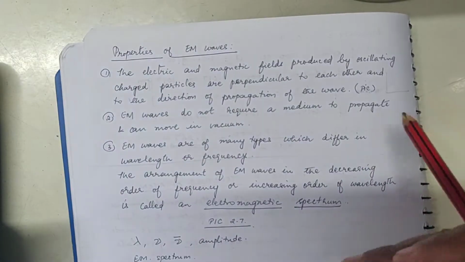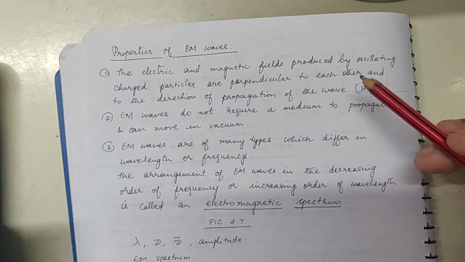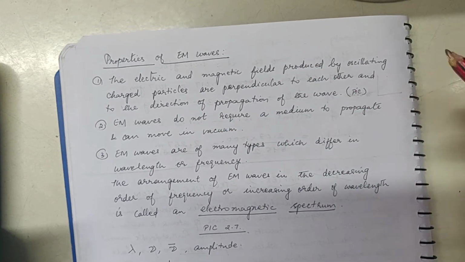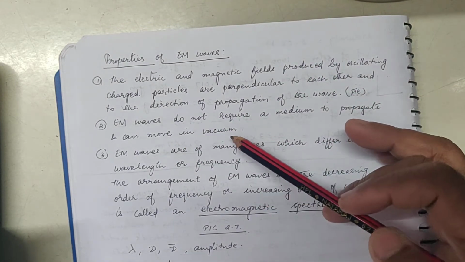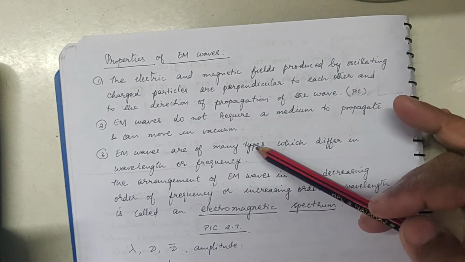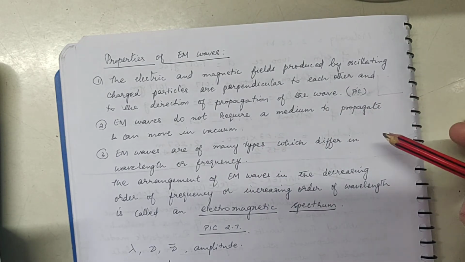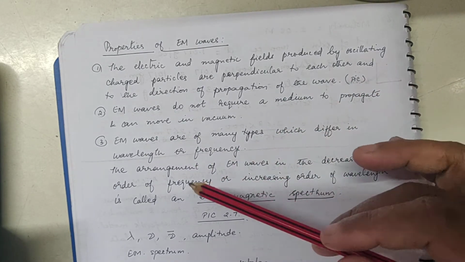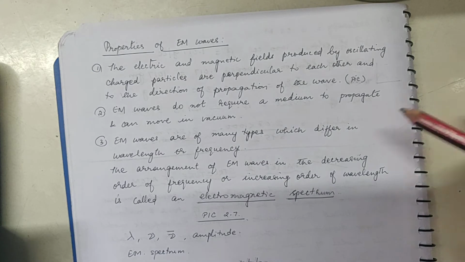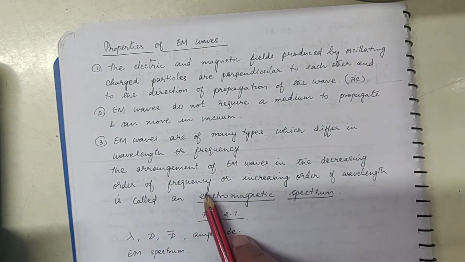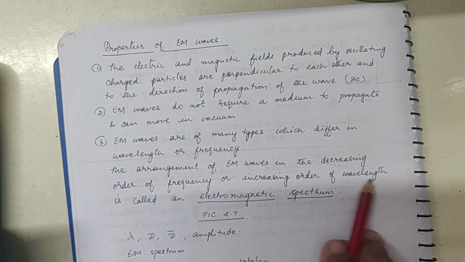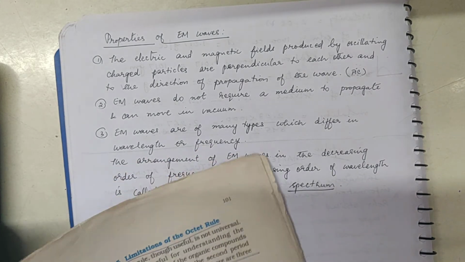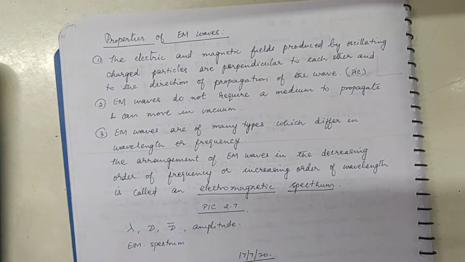Okay. Now, what other properties do these electromagnetic waves have? They do not require a medium to propagate and they can move in vacuum. Then these EM waves are of many types. They differ in wavelength or frequency. And the arrangement of all these electromagnetic waves in the decreasing order of frequency or increasing order of wavelength is called the electromagnetic spectrum. So this is your electromagnetic spectrum.